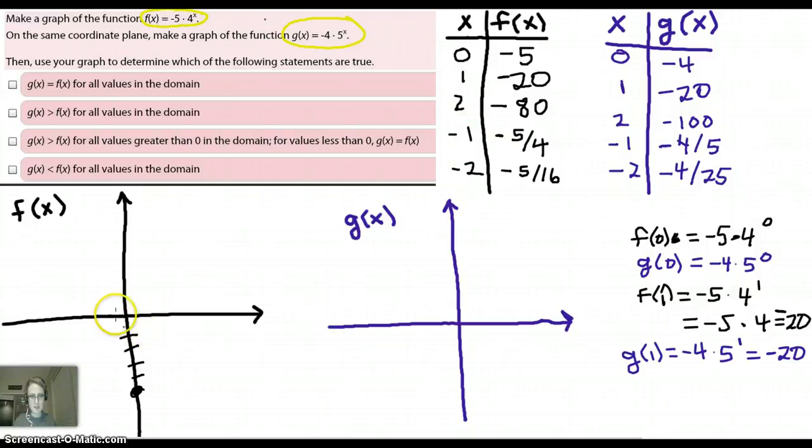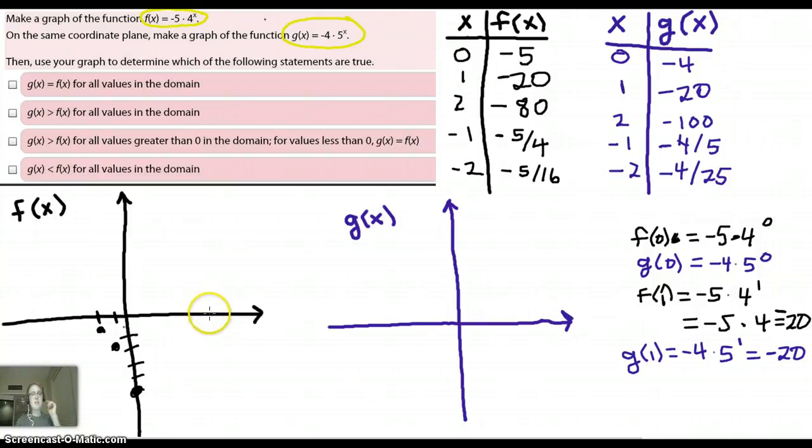So let's see, when x is -1, our y is -5/4, which is just a little bit more than 1.2. So we have a point about there. When x is -2, we have -5/16, which is just about a third. So when x is -2, we're going to have a point about there.